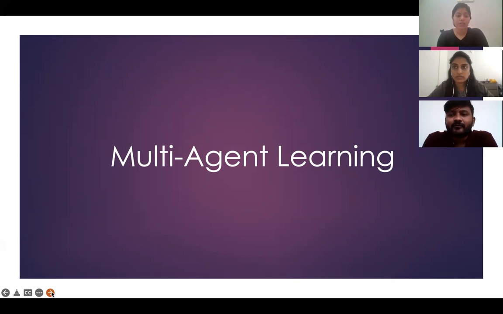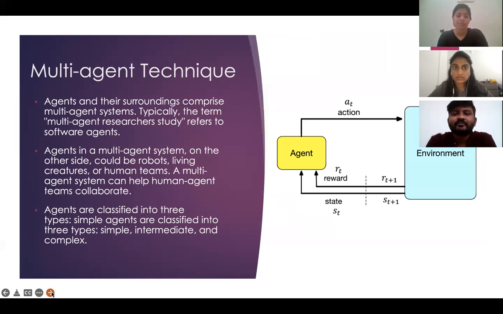Okay, today we're going to discuss multi-agent learning engineering. This comes under Pulpit 2, and multi-agent techniques totally depend upon the agents and their surroundings. Multi-agent refers to software agents, and an agent may be a robot, a living organism, or any creature. Multi-agent means it depends upon the human agent team's collaborations. And agents are classified into 3 types.